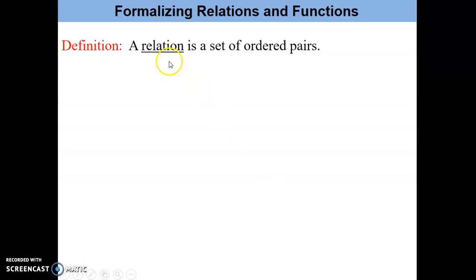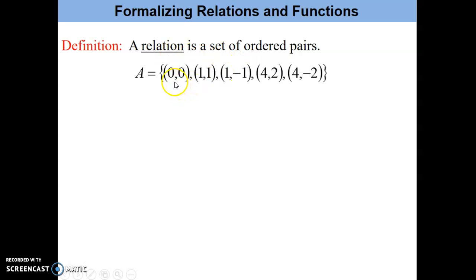So first of all, a relation. A relation is a set of ordered pairs. So just like right here, we have relation A as being these ordered pairs of (0, 0), (1, 1), (1, negative 1), (4, 2), and (4, negative 2). The reason it's called a relation is because we're going to look at what is the relation these ordered pairs have with each other.